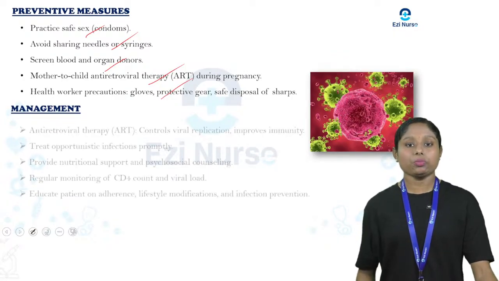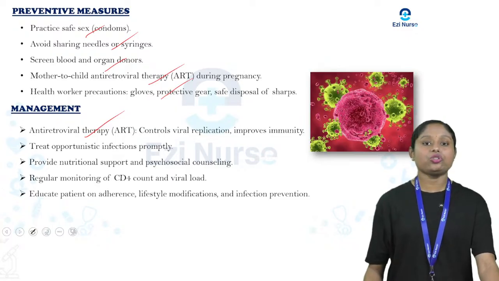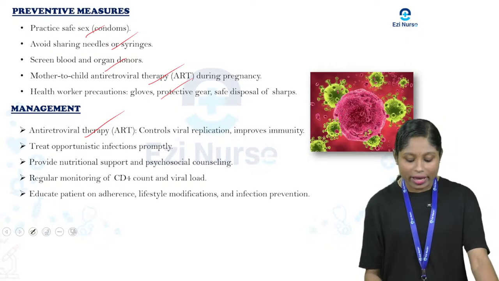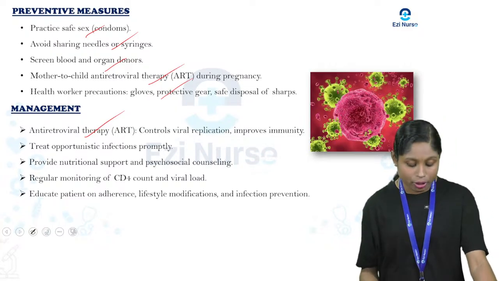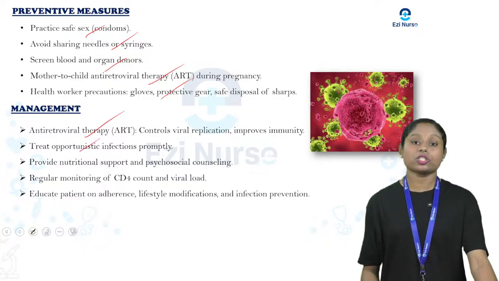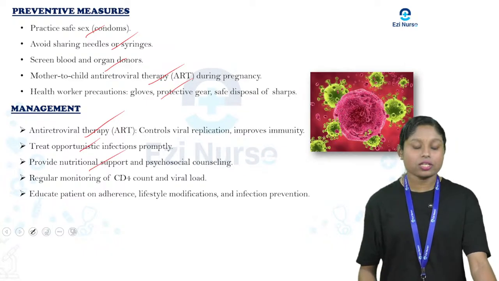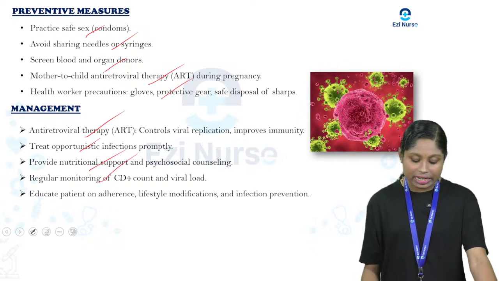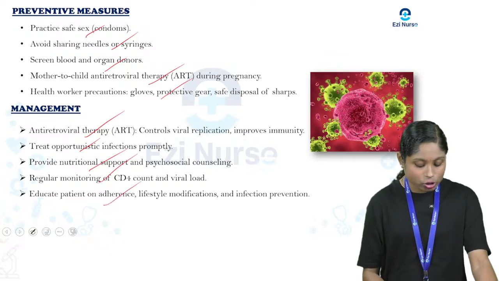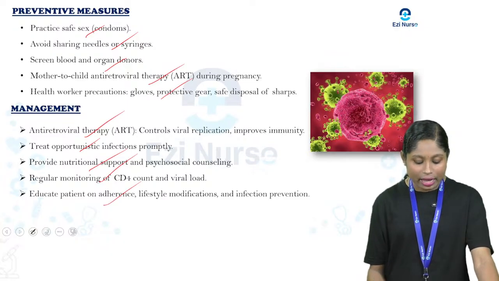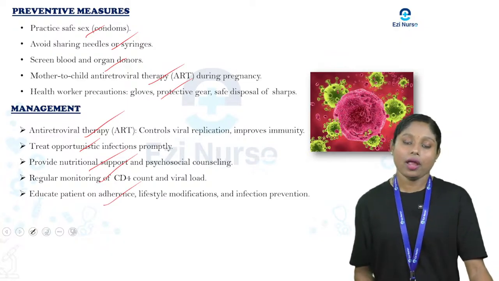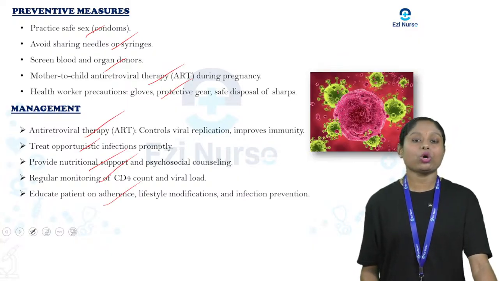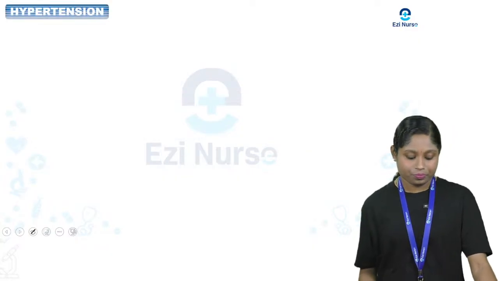Next is management. Antiretroviral therapy controls viral replication and improves immunity. Treat opportunistic infections promptly, provide nutritional support and psychological counseling, regularly monitor CD4 count and viral load, and educate patients on adherence, lifestyle modification and infection prevention. So this is the management of AIDS or HIV.